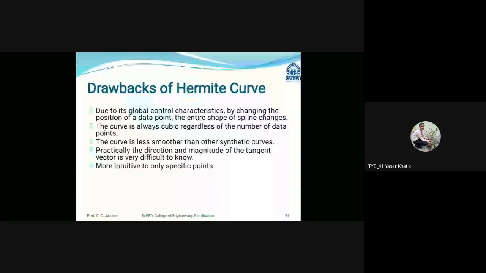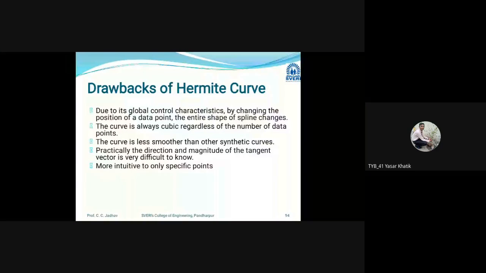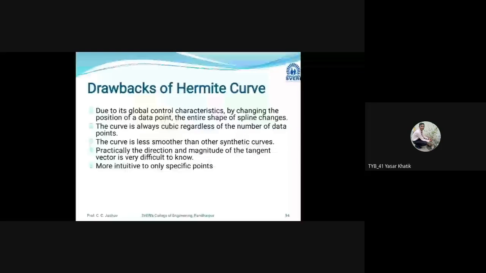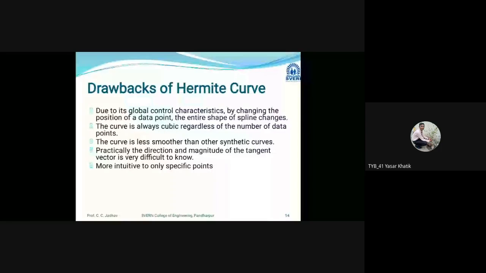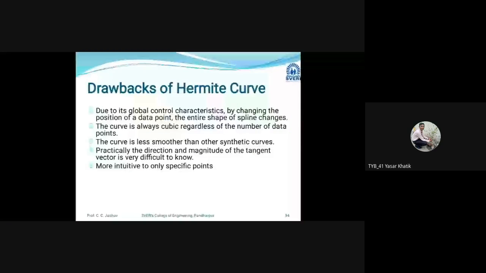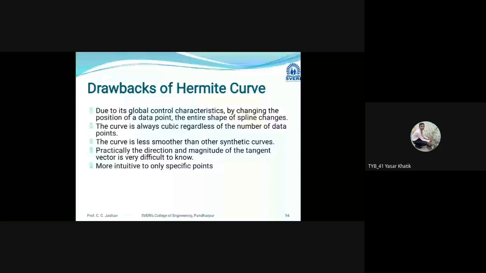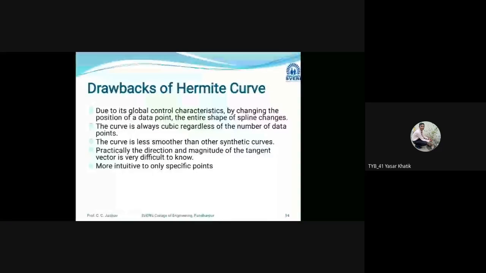Then the curve is always cubic regardless of the number of data points. Then the curve is less smooth than the other synthetic curves. Whatever the other synthetic curve types are, this type is not smoother than the other curves. Practically, the direction and magnitude of the tangent is very difficult to know. So it is only about some specific points. From this curve we are not getting a smooth curve, and we are not getting a directional magnitude. So for this type of curve, there are some more drawbacks.